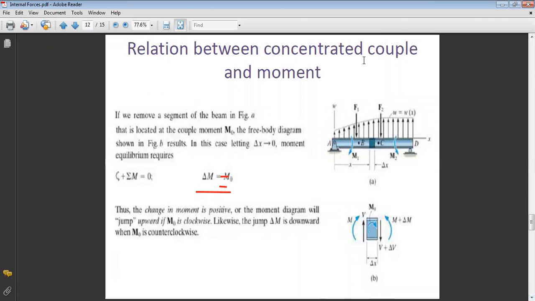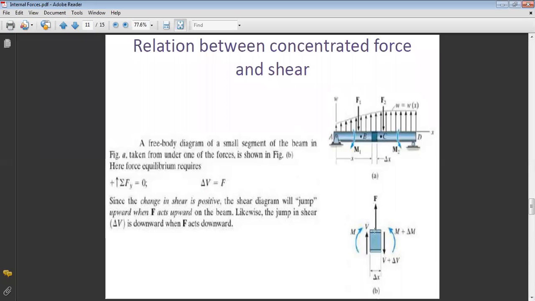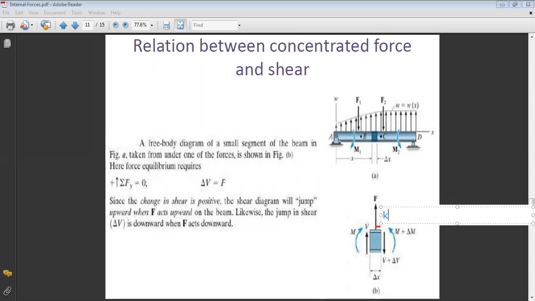Now, another possible type of loading is concentrated moment. Just before moving to the concentrated moment, you should pay attention. The concentrated force will affect the shear, but will not affect the moment. So the moment will remain the same. You know why? Because if you try to do the analysis for the moment, the distance is very small. It's k delta x.